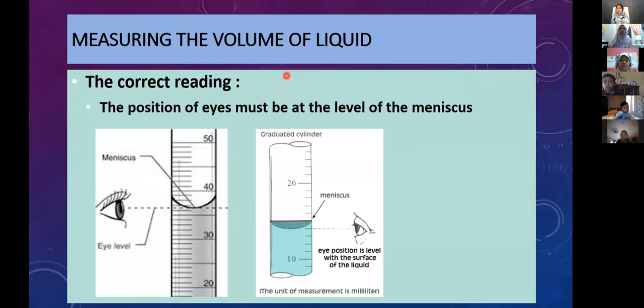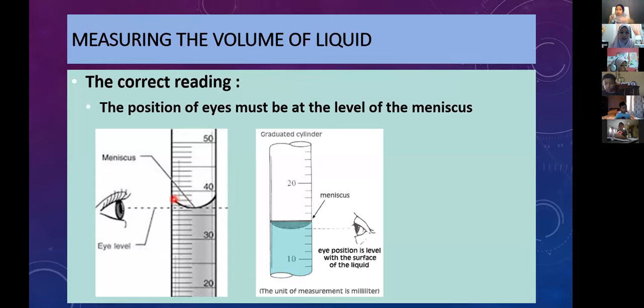Okay, in this topic also, teacher have teach you how to measure the volume of liquid. And last time, teacher have shown you the measuring cylinder. So, when we want to measure the volume, we have to use measuring cylinder. As you can see, this is measuring cylinder, but how we want to take the reading from measuring cylinder?